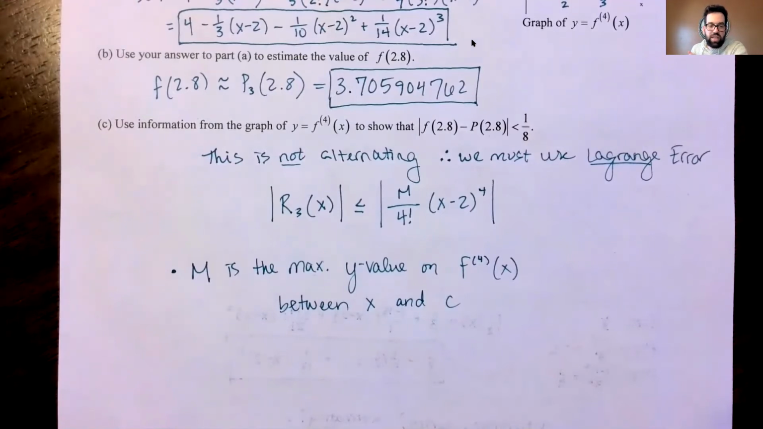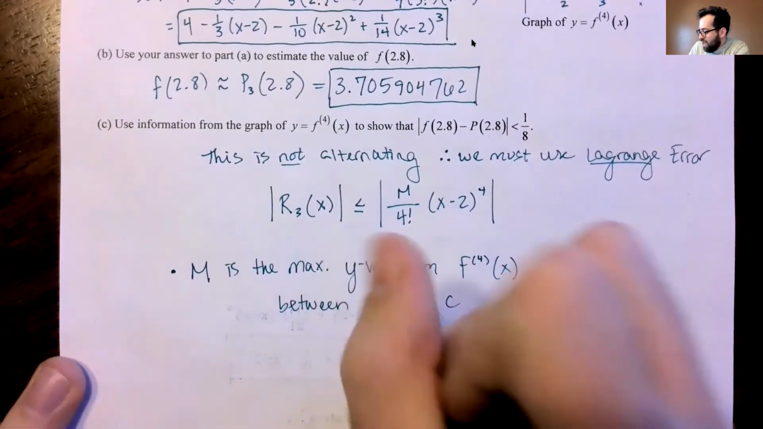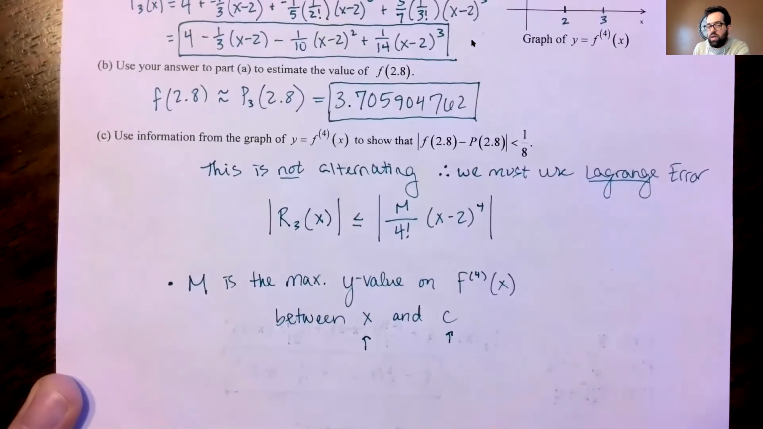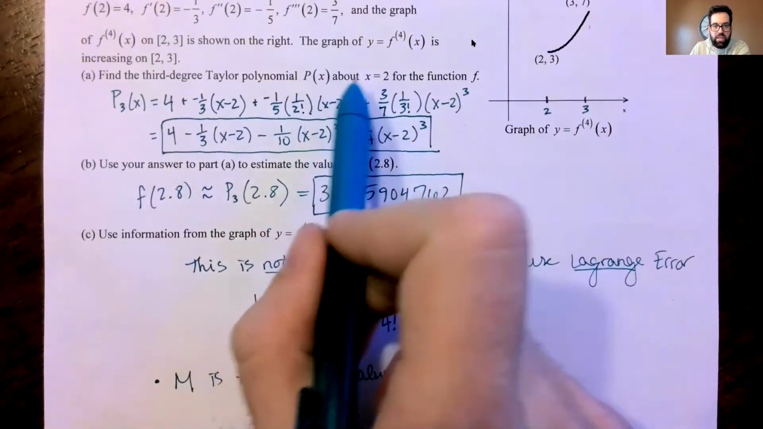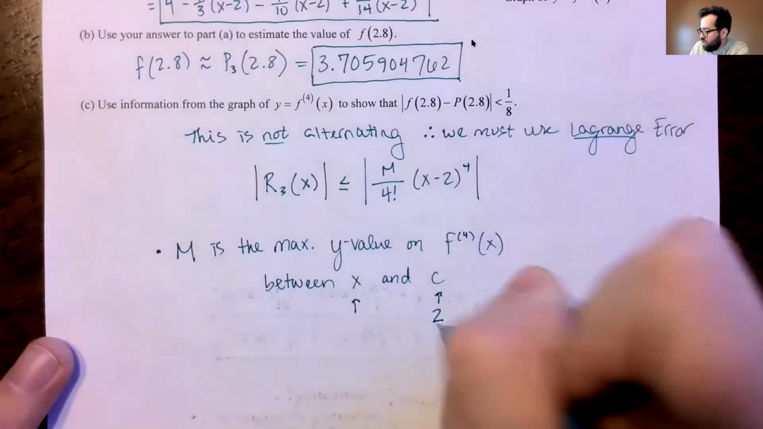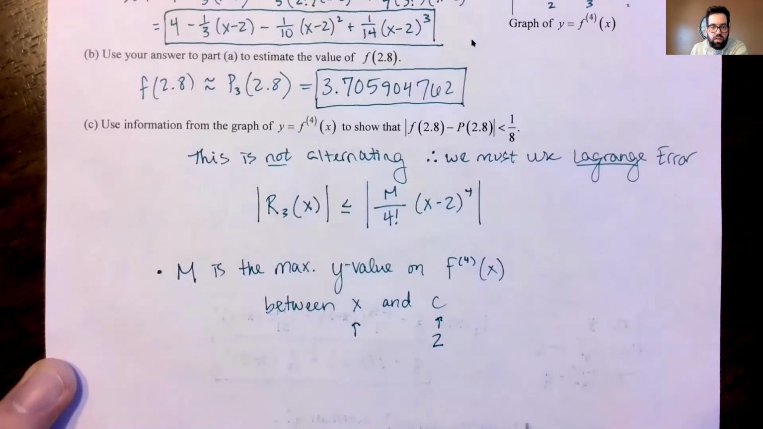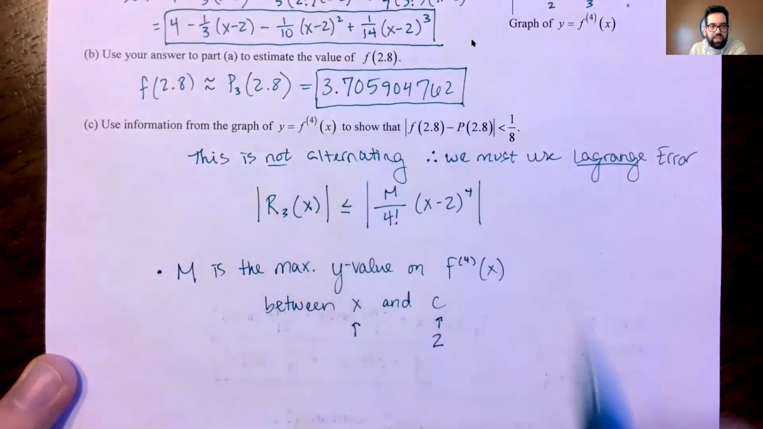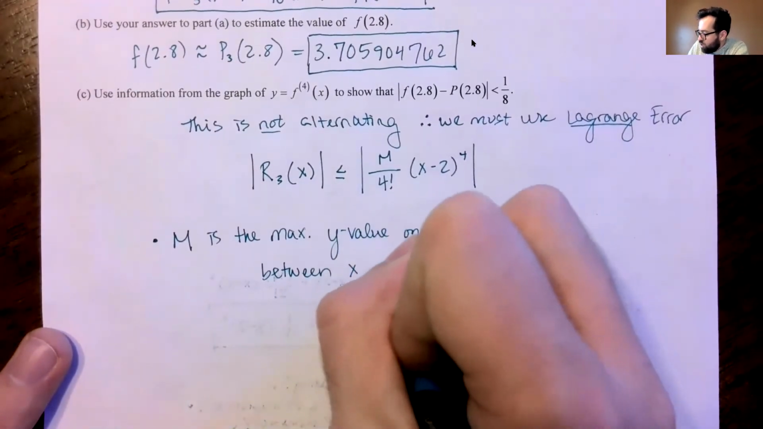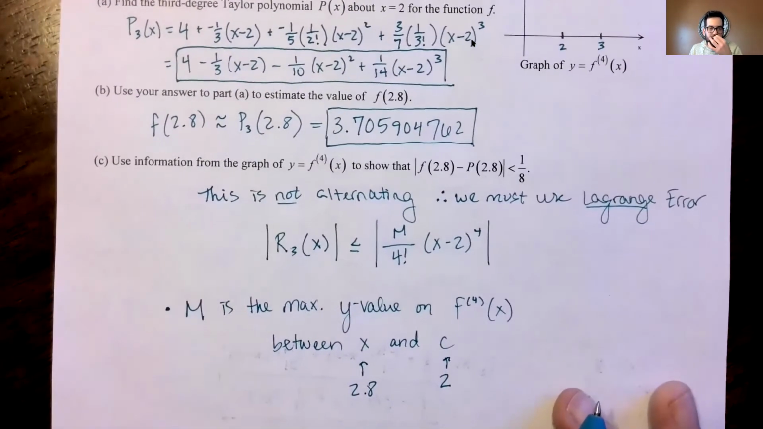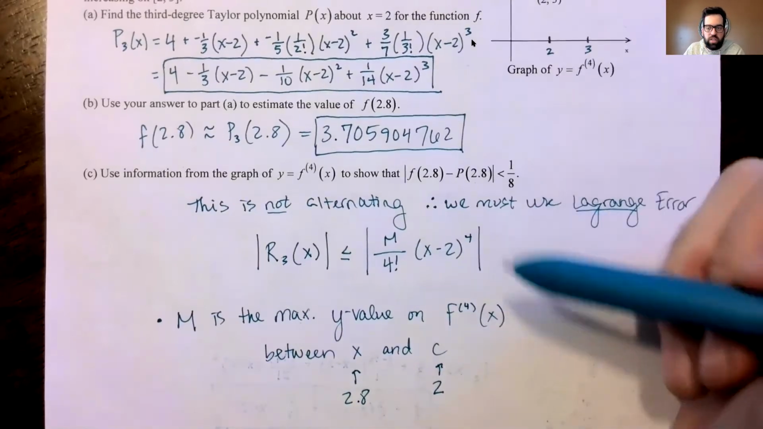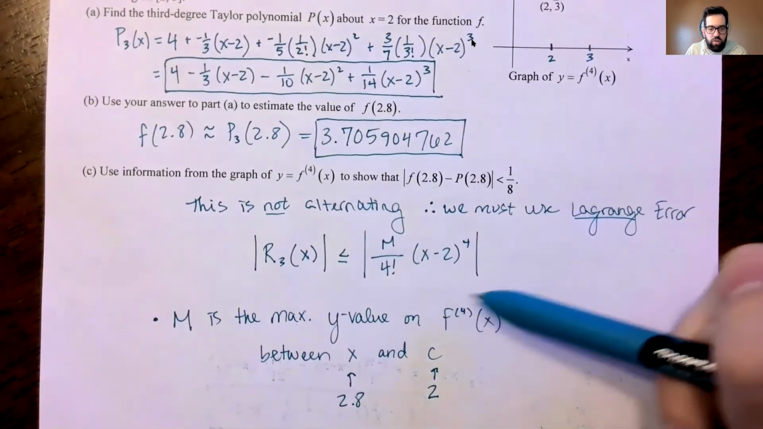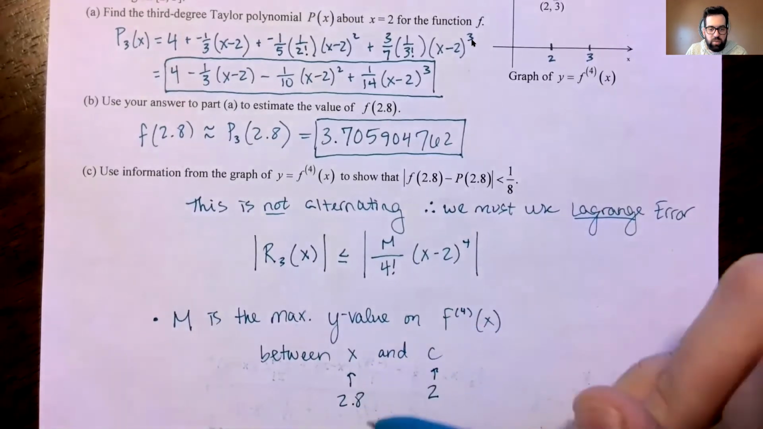We want to get as close to that maximum as we can. And in this question, we know what x and what c are. C is, again, where we're centered. All the way back in the beginning, we were told that we're centered at 2. X is the number that we're currently plugging in for x. And you can tell right here, it's 2.8. It's the same that we did in part B. So we're looking for the maximum y value or some sort of upper bound on the y value of this 4th derivative between x and c, between 2 and 2.8.